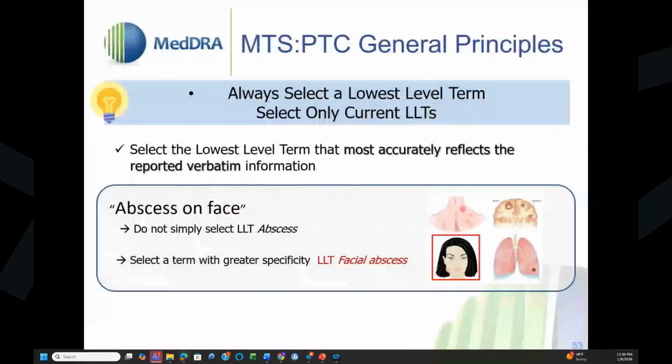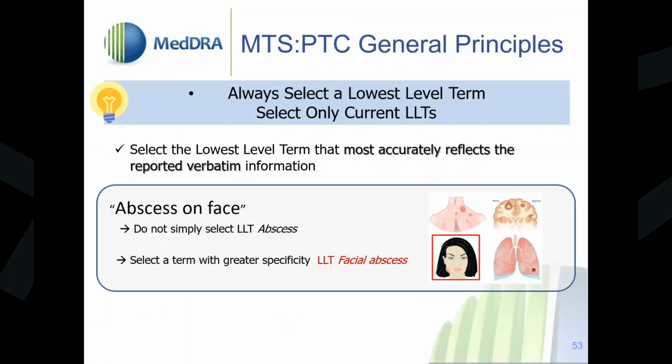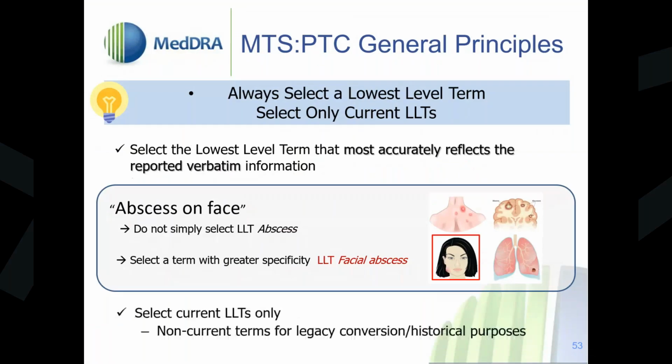Okay, let me take you back to the next bit of information. One thing to remember is that non-current LLTs, the ones in the red boxes, are there for legacy conversion and historical purposes. They're not meant for coding.